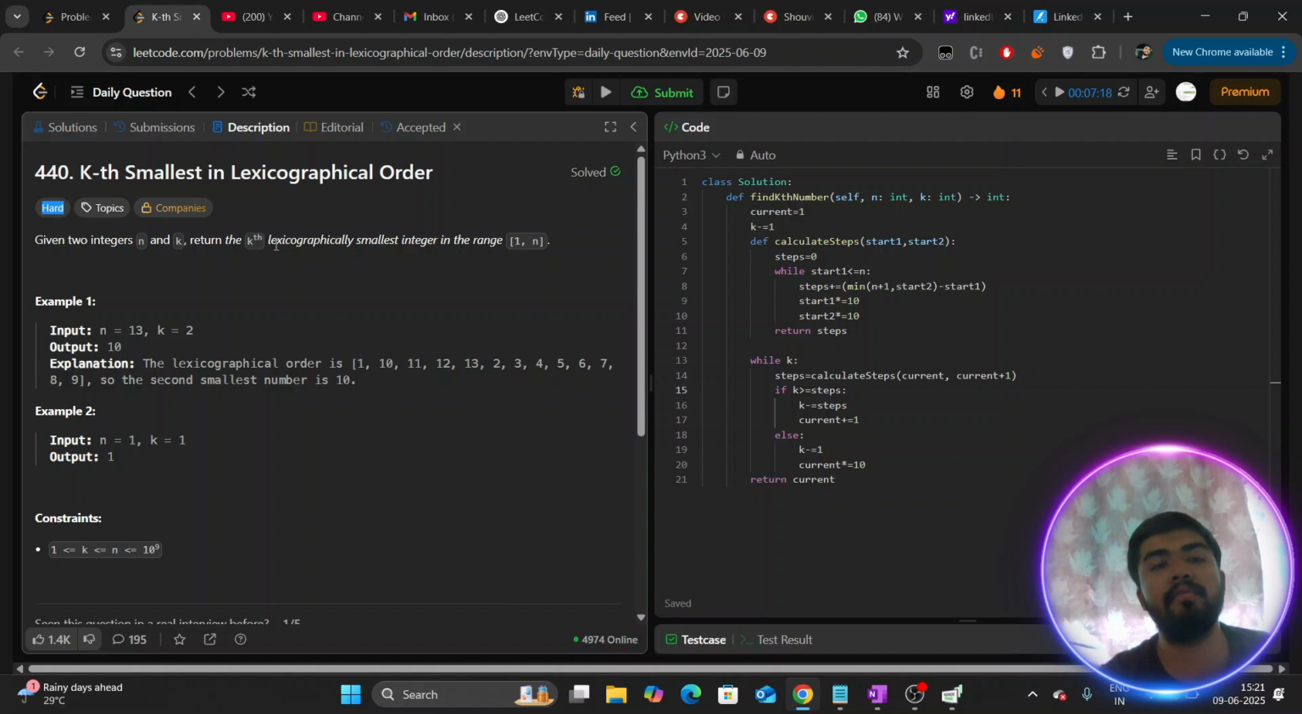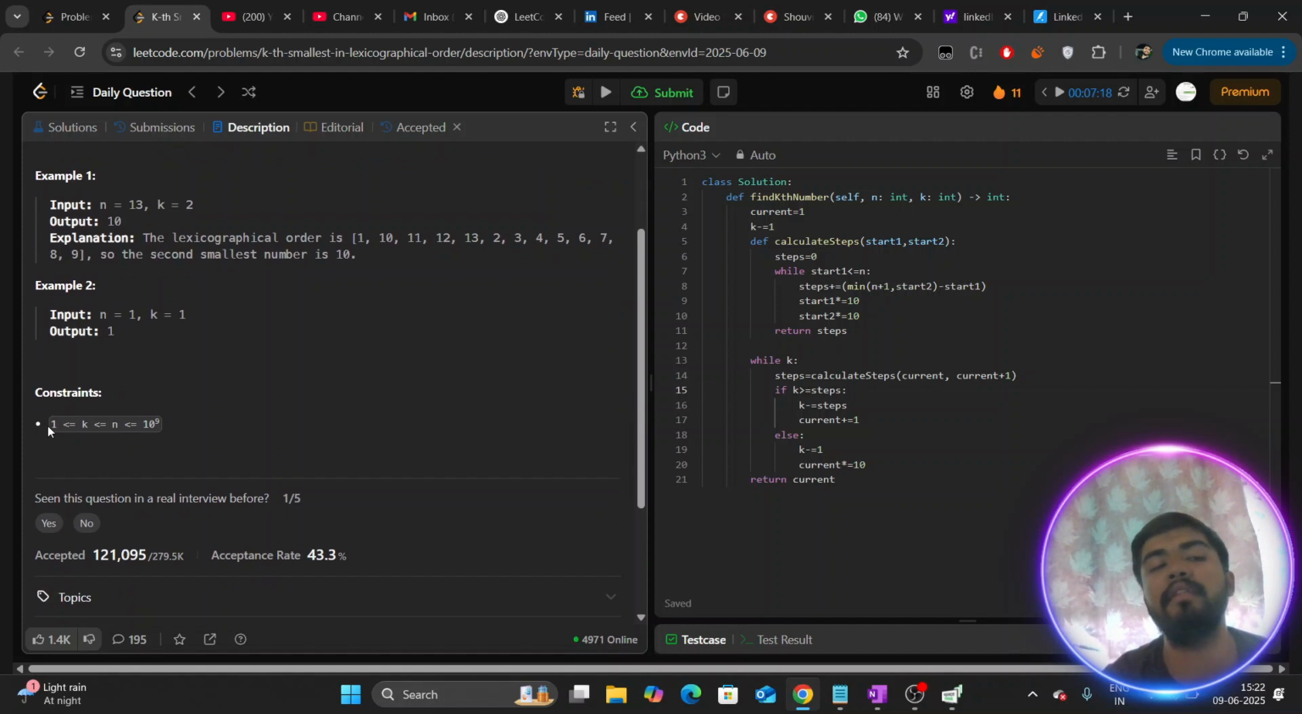I think we have already discussed the lexicographically smallest integer in yesterday's video, so I am assuming you know. If I consider after 1 who is going to be lexicographically smaller, then as in number theory, after 1 we should get 2. But here you can see after 1 we get 10, because in 10 the first digit is 1 and in 2 the first digit is 2. So which one is smaller? 1 is smaller. This way the lexicographical order should be followed, and we have to return the kth smallest of them. So the second smallest number is 10. In this case, after 1 we got 10. Now for n equals 1, k equals 1, the output is 1.